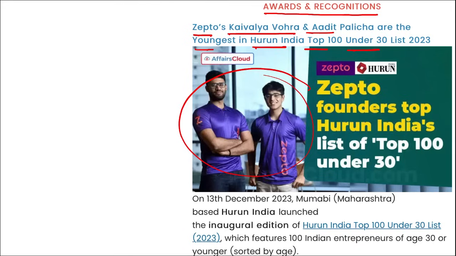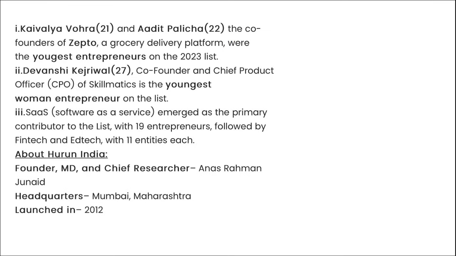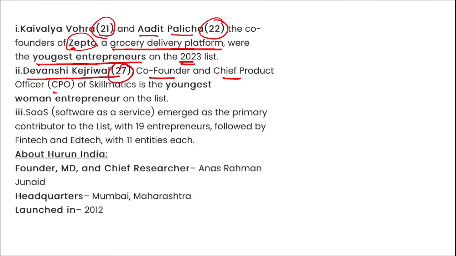Right? Mark this. Here you can see Kaivalya Vohra, he is just 21, and Adit Palicha, he is just 22, and they are the co-founders of Zepto. What is Zepto? Zepto is a grocery delivery platform, and they were the youngest entrepreneurs on the 2023 list. Then on third position is Devanshi Kejriwal, 27, who is the co-founder and CPO, Chief Product Officer of Skillmatics, and is the youngest woman entrepreneur on this list.